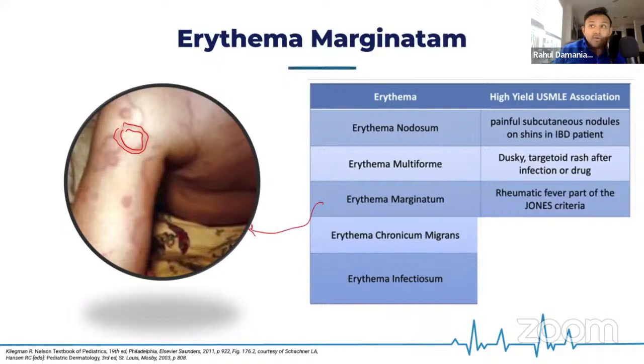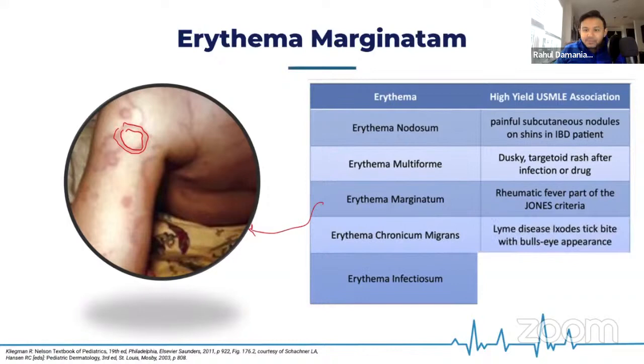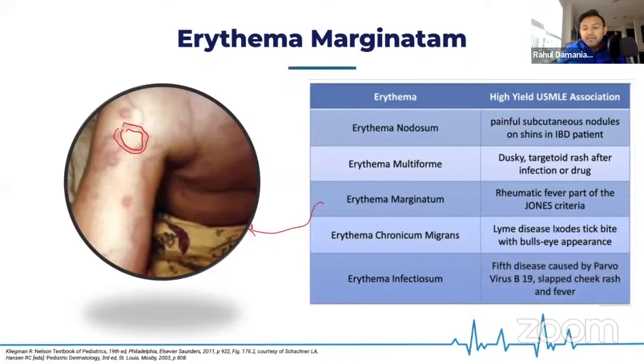Erythema chronicum migrans, where do you think that is going to be seen? Go ahead and type that into the chat box. Erythema chronicum migrans, what is that seen in? Excellent. If you're seeing Borrelia burgdorferi and Lyme disease, you're absolutely correct. And then erythema infectiosum, that's going to be the fifth disease caused by parvovirus B19, erythema infectiosum. And you can see that slap cheek rash as well as fever.